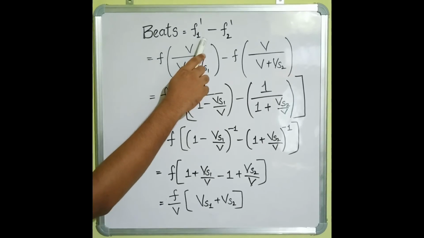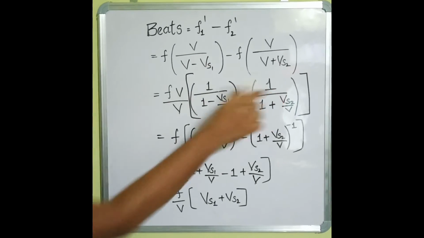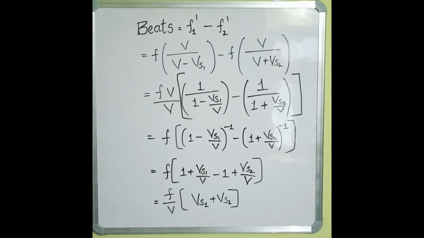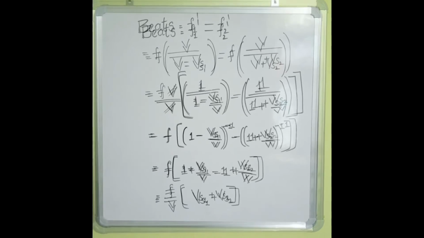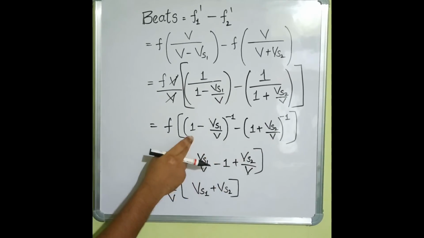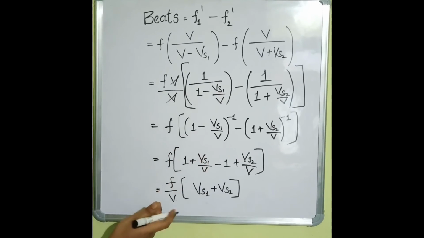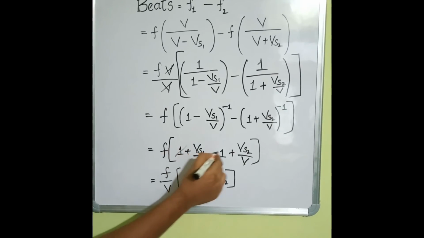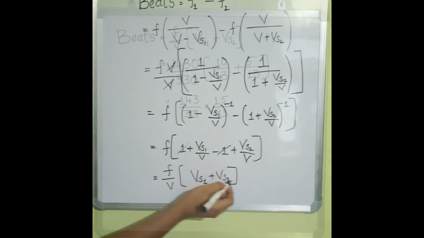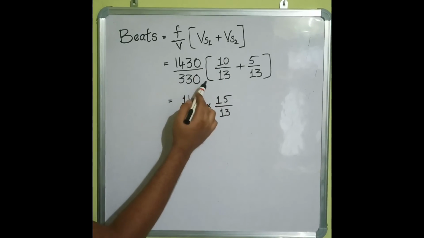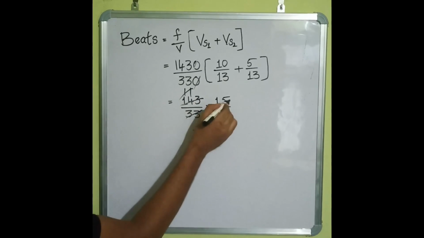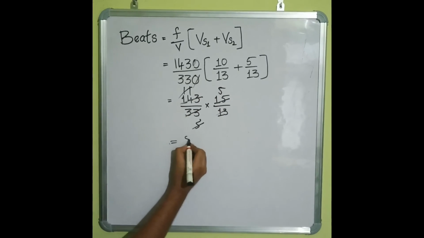Here, by substituting f1' and f2', we will get this term. Here we can take V common from both numerator and denominator, and we can cancel it. We are taking this denominator part into the numerator. Since these values are very much less than 1, by using the binomial theorem, we are getting this term. Here plus 1 and minus 1 get cancelled, and the final step is f by v into (Vs1 plus Vs2). Now we have substituted our numerical values here. The zeros cancel, 13 elevens are 143, 11 threes are 33, 3 fives are 15. So the final answer is 5 hertz.